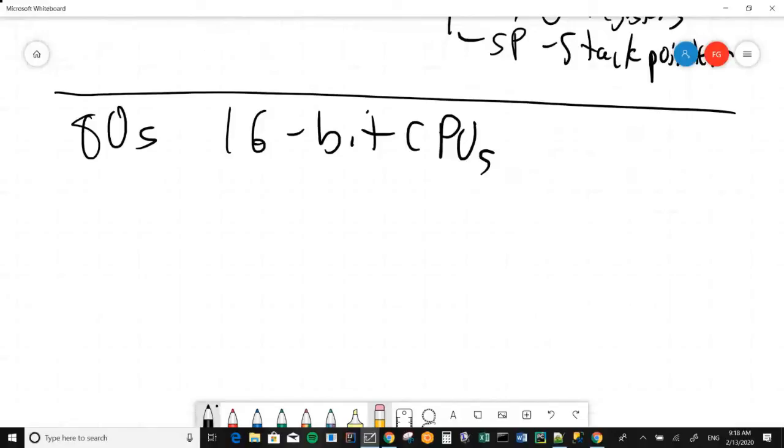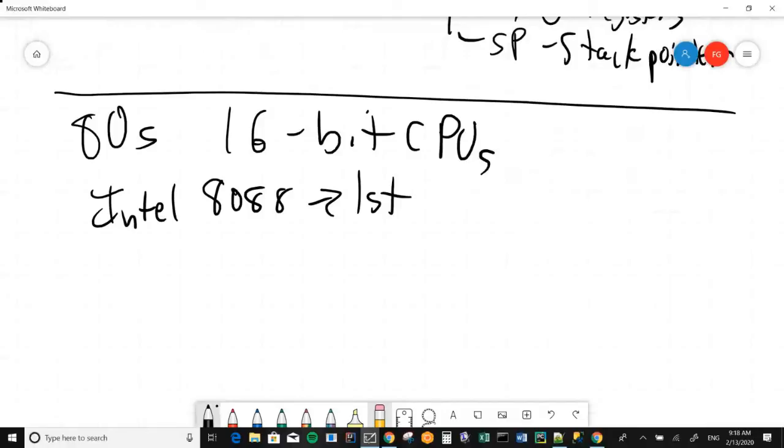So what are some major ones here? Well, first big one, the Intel 8088, which wound up in the first IBM PC.